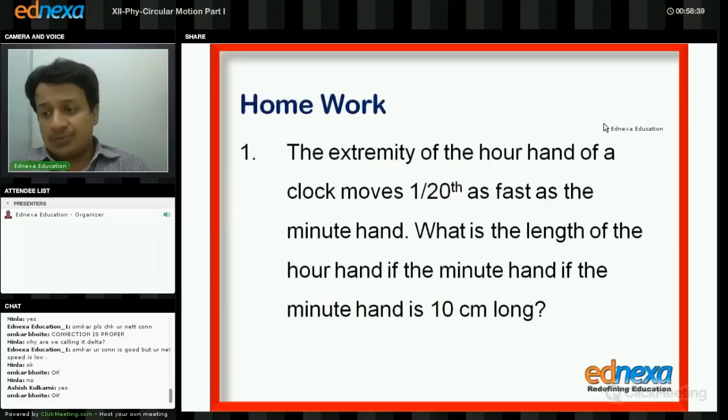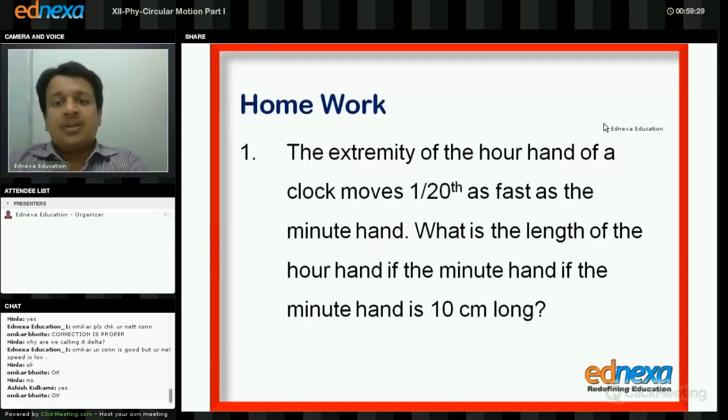There are two homework problems. I will request you to note down these homework problems. The answers to these questions we are going to put on the blog in tomorrow's session or before tomorrow's session. Mail your answers to our EdNextApp mail ID.